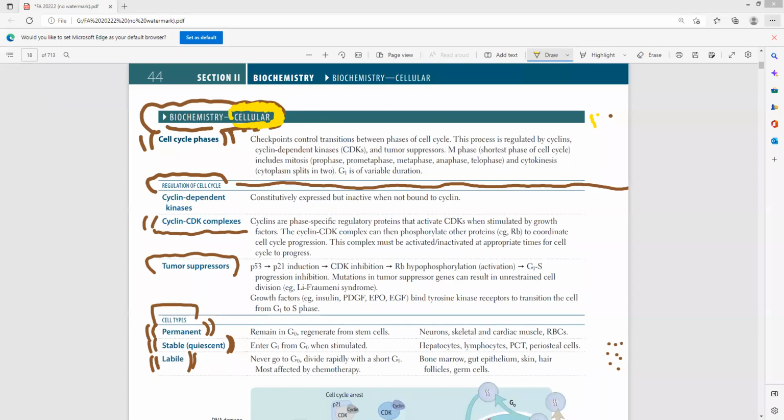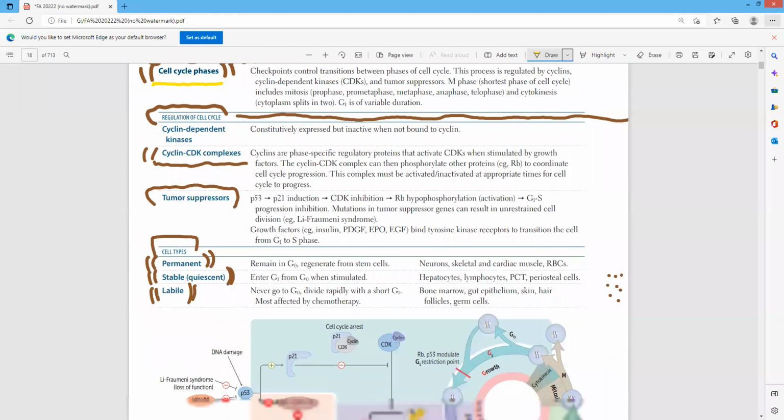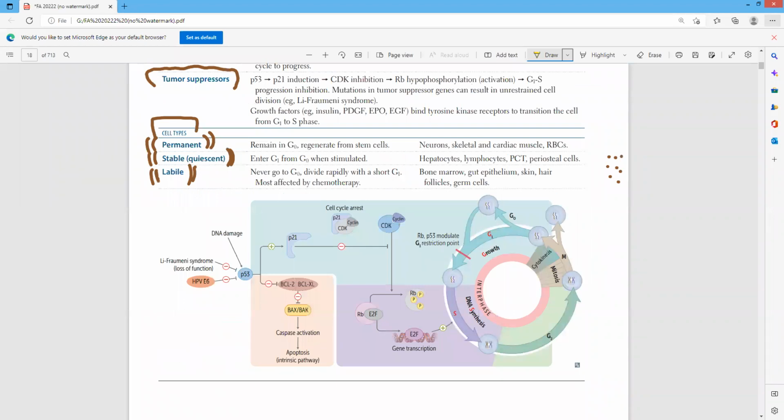Okay, let's see the cell cycle phases, a topic from biochemistry and cell biology. We have four phases: G1, S, G2, and M. And then we have cytokinesis.